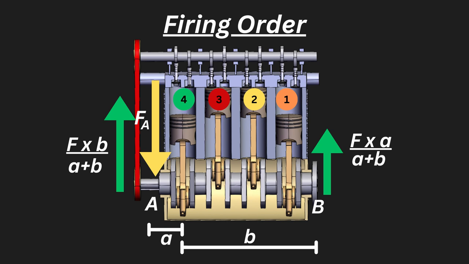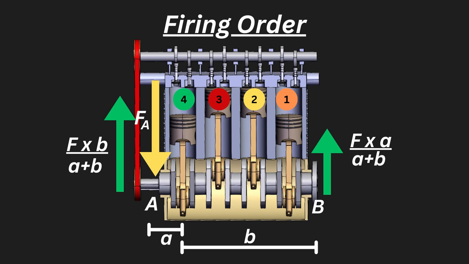See, here we have this diagram with all four cylinders and the crankshaft. And we have bearing A and bearing B on each side. As a piston is descending downward, according to Newton's third law of motion, an action will have an equal and opposite reaction. So when the piston is descending downward, it is exerting a force on the crankshaft. And the crankshaft bearings are also exerting an inverse force upward.